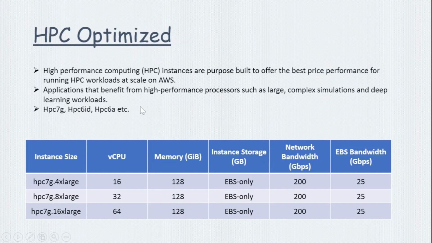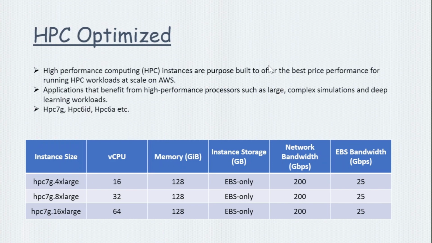The next category is high performance computing instances, or HPC optimized. They are good for running HPC workloads at scale, and are basically suited for applications doing complex simulation and deep learning. The configuration, like vCPU and memory, also starts at a very high end.